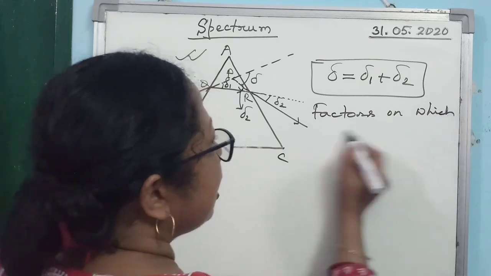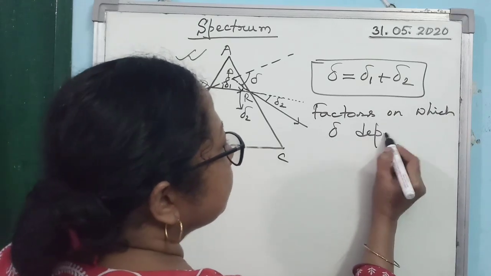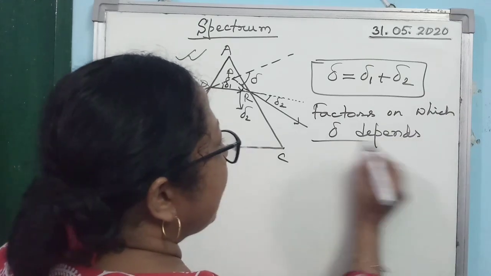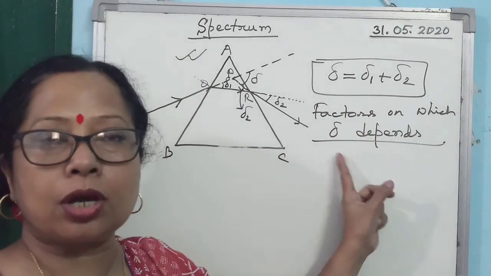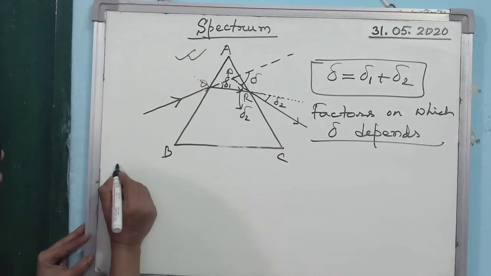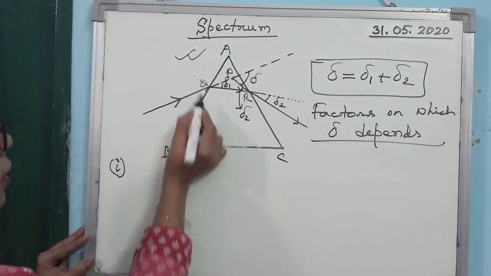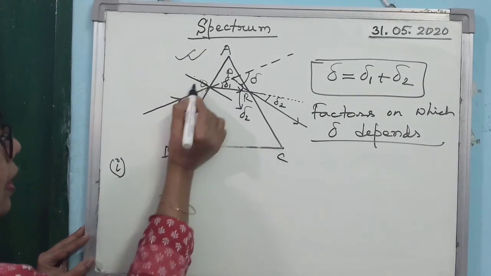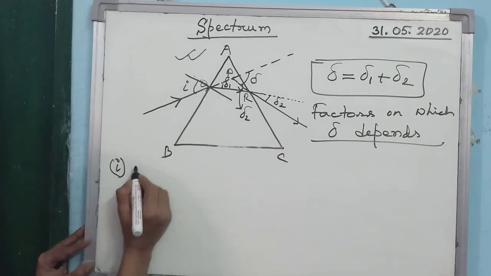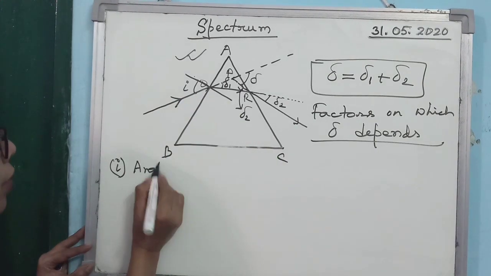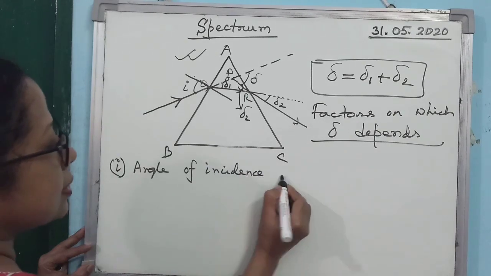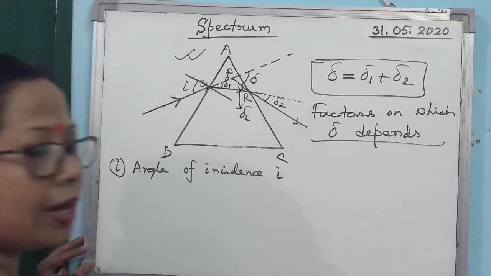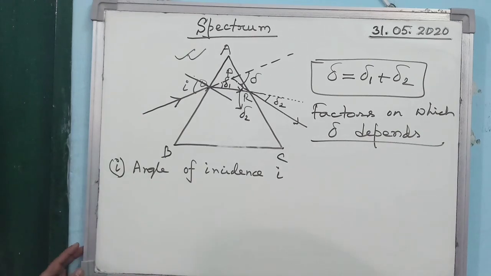Alright, means angle of deviation when light is suffering refraction through a prism depends. Factors on which delta depends. What is the first factor? Already, if I draw a perpendicular here, this is the angle of incidence. So the first factor is angle of incidence I. Is that clear? And this one we already studied in the last chapter.